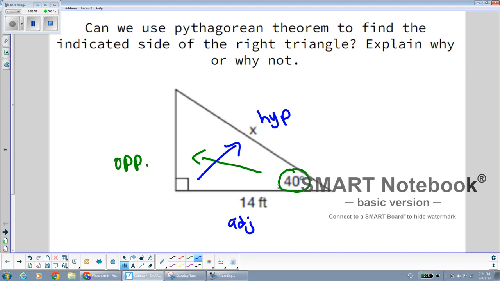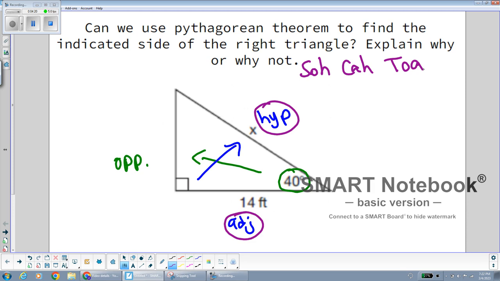So now we have to figure out what we have and what we're trying to figure out. We have the adjacent leg because we have this 14 feet. And we're trying to find the hypotenuse because we're trying to find the side labeled x. I want to pick a ratio that uses adjacent and hypotenuse. So I'm going to write down my acronym to help me remember my trig ratios, SOHCAHTOA. And I'm going to look for the one that uses A for adjacent and H for hypotenuse. And that would be cosine. C for cosine, A for adjacent, H for hypotenuse.